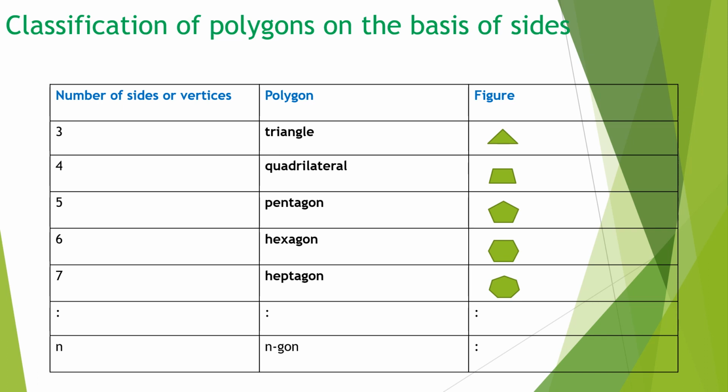If we have 3 sides, we have a triangle. If we have 4 sides, we have a quadrilateral. For 5 sides, we have a pentagon. And continuing in the same manner, for n number of sides, we have an n-gon.